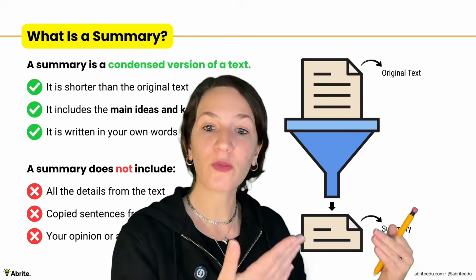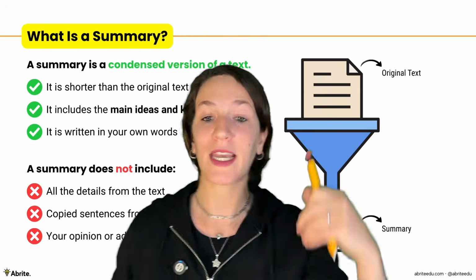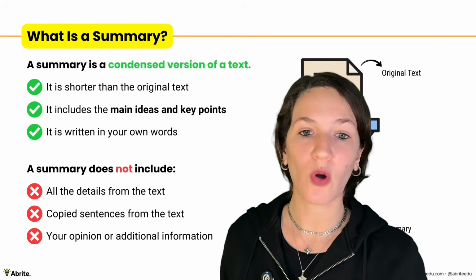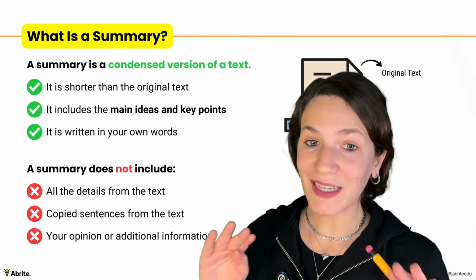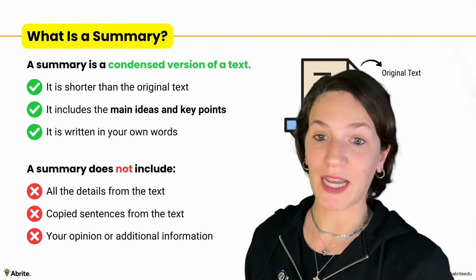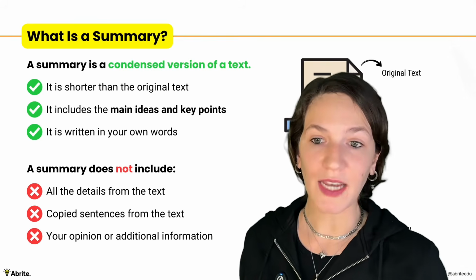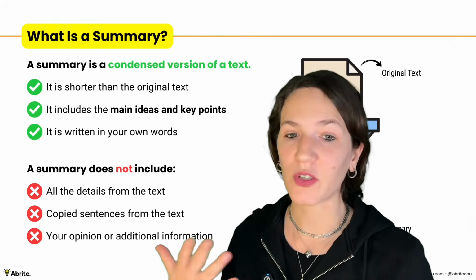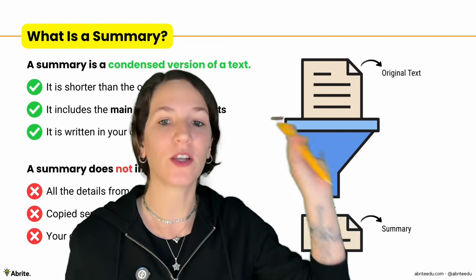So it has to be a true reflection of the original text, and it has to be written in your own words. A summary does not include all of the details from the text, copied sentences from the text, or your opinion or any additional information that isn't in the original text.